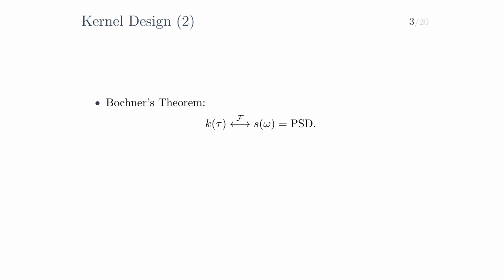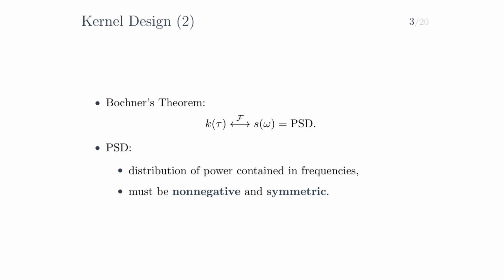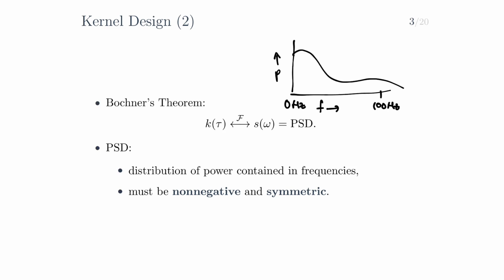Bochner's theorem tells us that a stationary kernel is characterized by its Fourier transform, a quantity that we call the power spectral density. The power spectral density is the distribution of power contained in frequency components that make up your signal. If we were to draw a power spectral density in a graph, like this, there would be frequency on the x-axis, 0 Hz here, and say 100 Hz here. There would be power density on the y-axis, and it may look something like this. In this case, the majority of the power would be contained in the low frequency components.